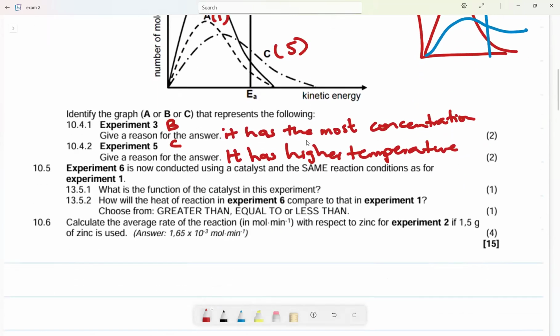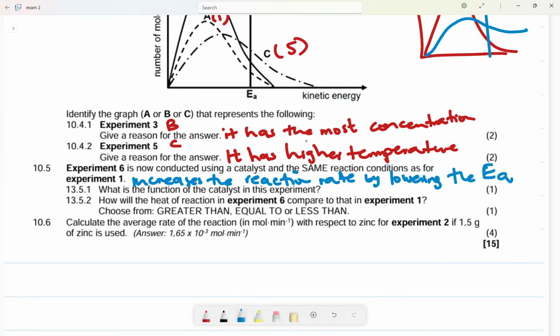Okay, yes. Now they say experiment 6 is now conducted using a catalyst in the same reaction condition as experiment 1. So I know experiment 6 will have a higher reaction rate than experiment 1. Why? Because they added a catalyst. Now they ask you, what is a function of a catalyst? A function of a catalyst, it increases the reaction rate or the rate of reaction by lowering the activation energy.